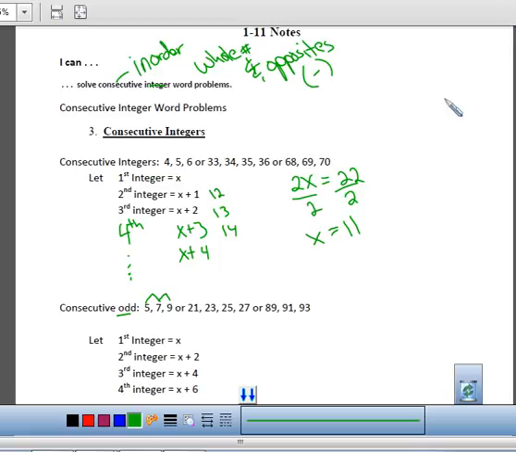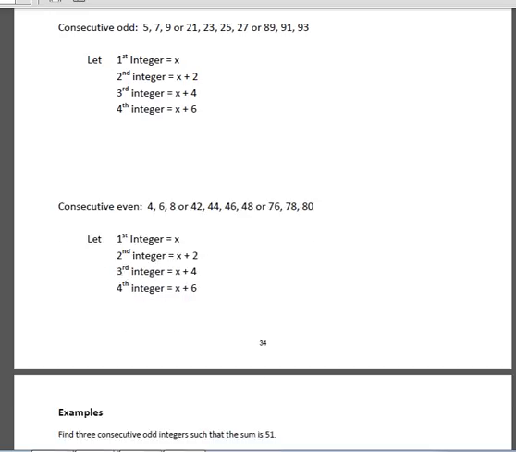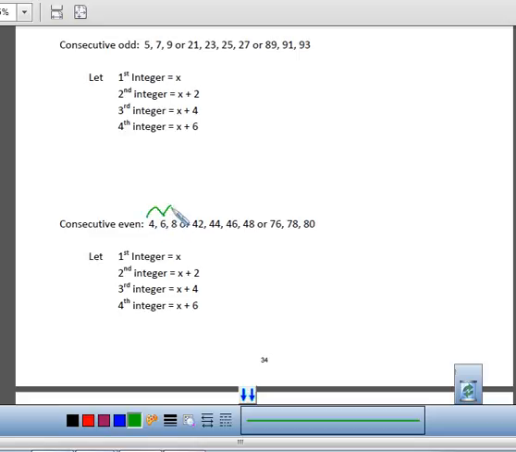All right? So that's why for consecutive odd or even, if you look below, you'll see, because even numbers also do the same thing. They go up in increments of 2. So from 4 to 6 is going up 2. From 6 to 8 is going up another 2. 2 plus 2 is 4. So that's why you see x, then x plus 2, then x plus 4. All right, so it's going to be a little easier to understand if we do some examples. So let's take a look at page 35.